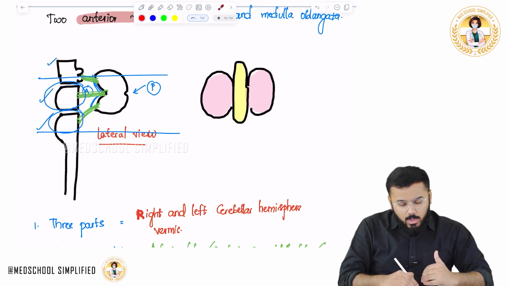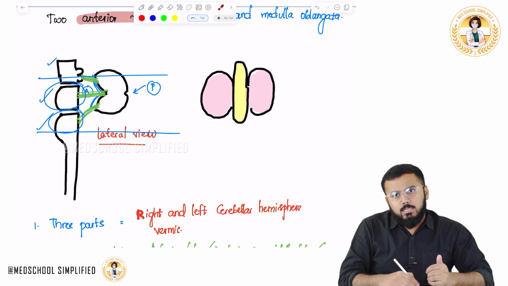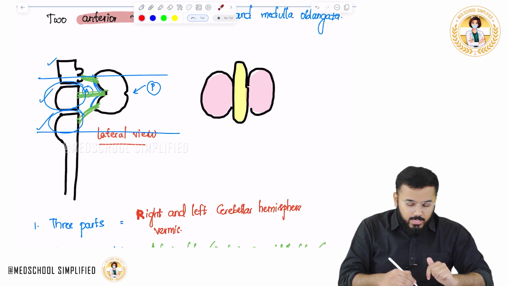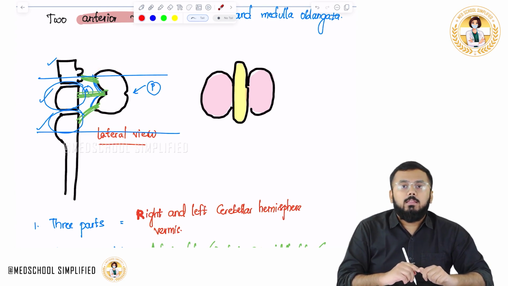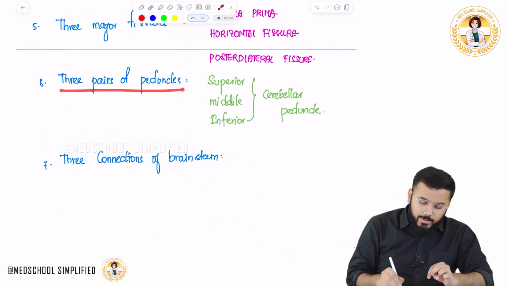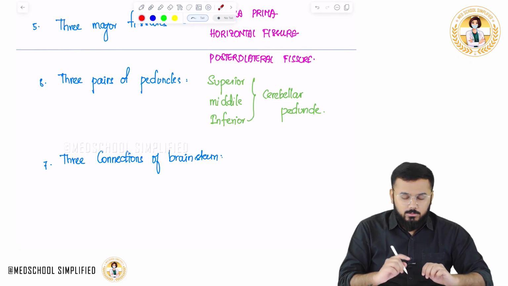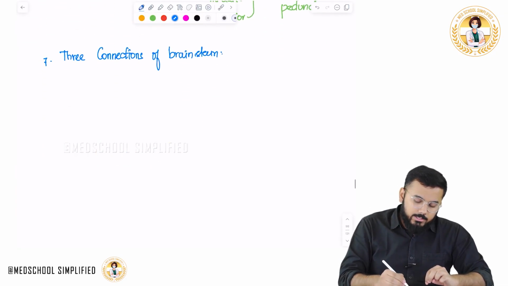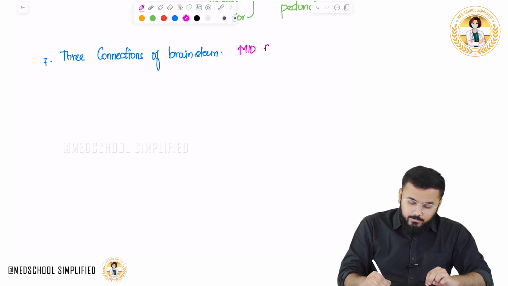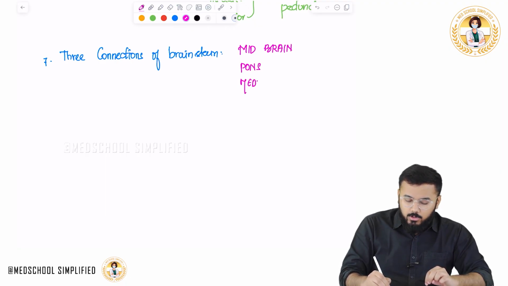Now how is cerebellum attached to all these three things? Cerebellum is attached to the contents of the brainstem with the help of peduncles, superior, middle, as well as inferior. How many are there? There are three pairs of peduncles, okay? So what are the three connections of the brainstem? One is the midbrain, another one is your pons, and another one is your medulla oblongata.